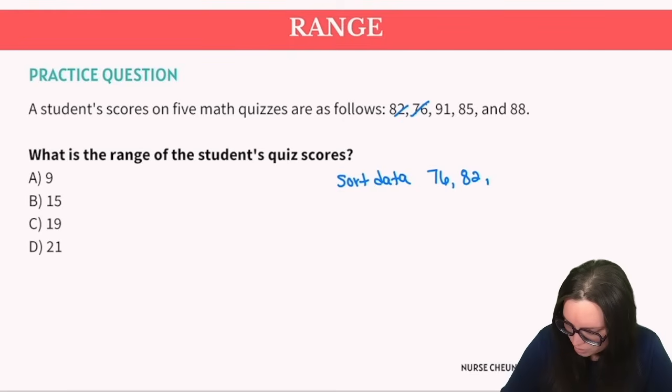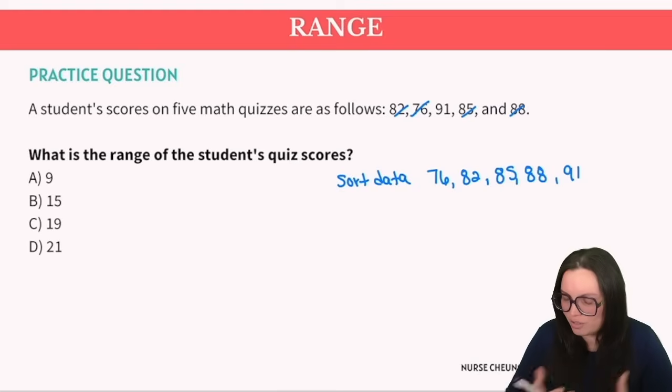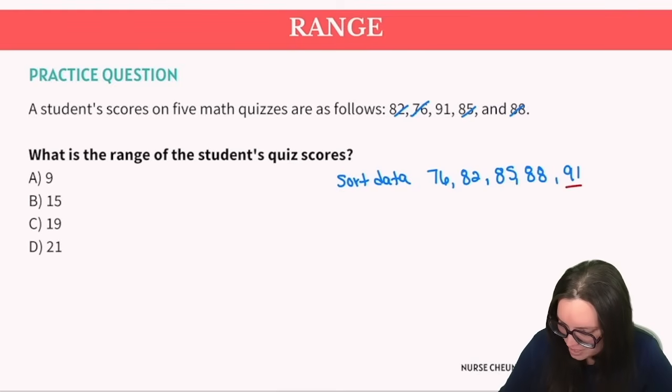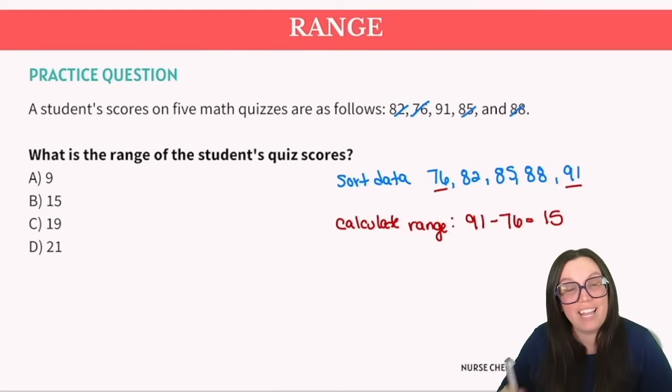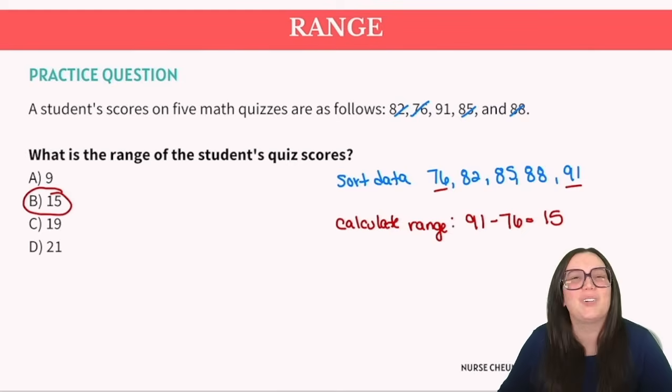76, 82. The next number we have is 85. Then we have 88. And our last number is 91. Now that we've sorted our data set, we know what our greatest number is and our least number is. So our greatest number is 91, our least number is 76, and we are going to calculate our range. We do this by subtracting 76 from our greatest number, 91, and that is going to give us 15. So the range of this data set is 15. And look at that, B is our correct answer.